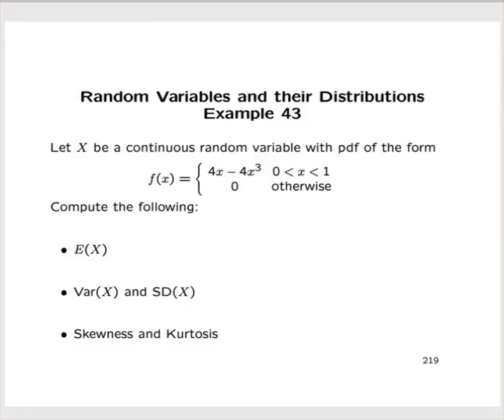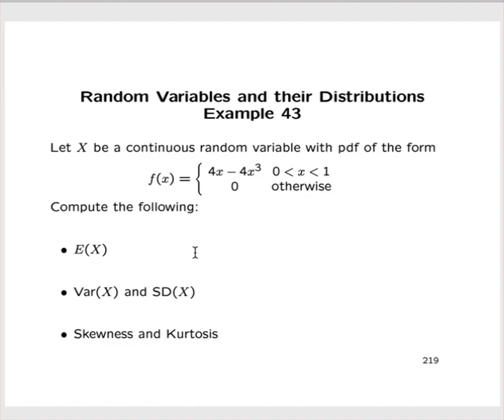Next, we move on to example 43. This is another example of computing expectations for a continuous random variable. So let x be a continuous random variable with PDF of the following form. For values of x between 0 and 1, the expression for the PDF is 4x minus 4x cubed. For any other value of x, the PDF evaluates to 0.